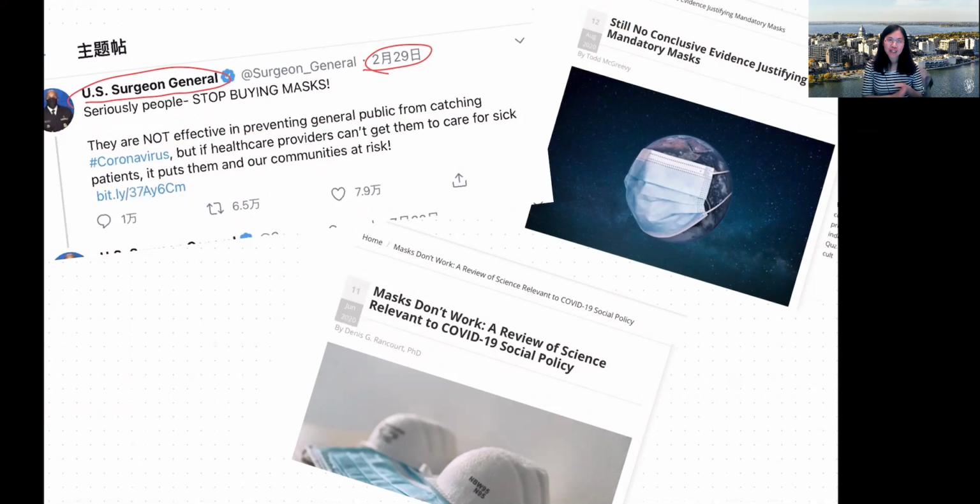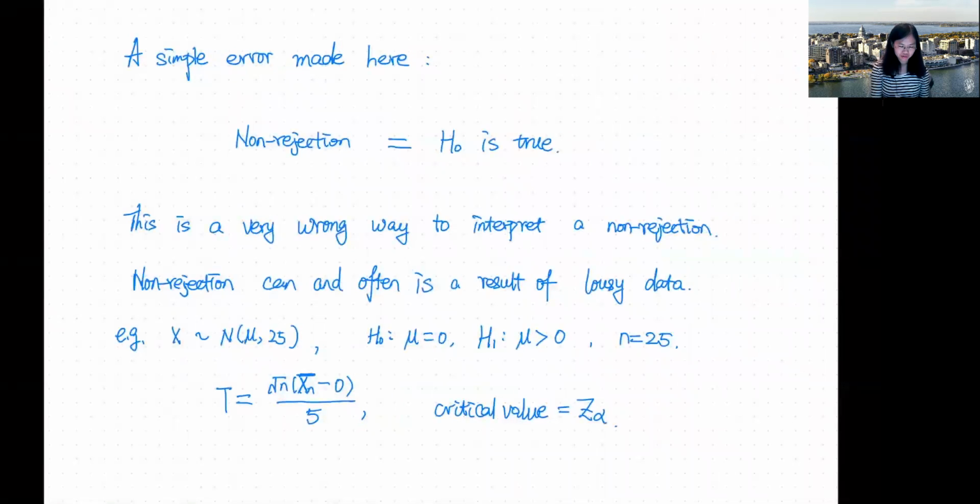They are making one simple mistake. That is, they are interpreting a non-rejection as the null being true. So they're equating non-rejection to the null hypothesis being true. And that is a very wrong way to interpret a non-rejection. Non-rejection can be, and often is, a result of lousy data or no data at all. If you have no data at all, you're not going to be able to reject the null, but that's not evidence for the null. That's just no evidence for the alternative.